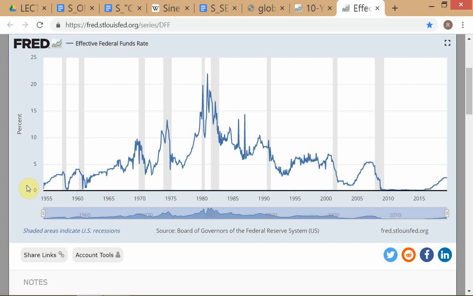Who conducts monetary policy? RBI. Don't say RBI. I'm asking you a general question. I didn't ask you who conducts Indian monetary policy. I asked you a general theoretical question. Who conducts monetary policy? Central bank. Now that is the right answer. At this level of abstraction you should say central bank. So central banks conduct monetary policy.